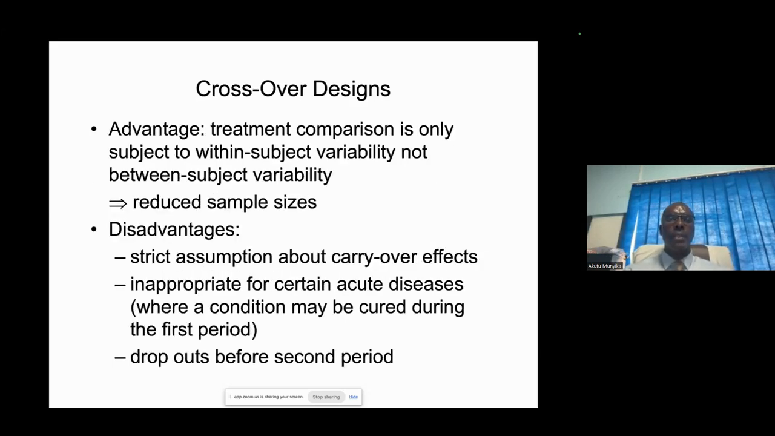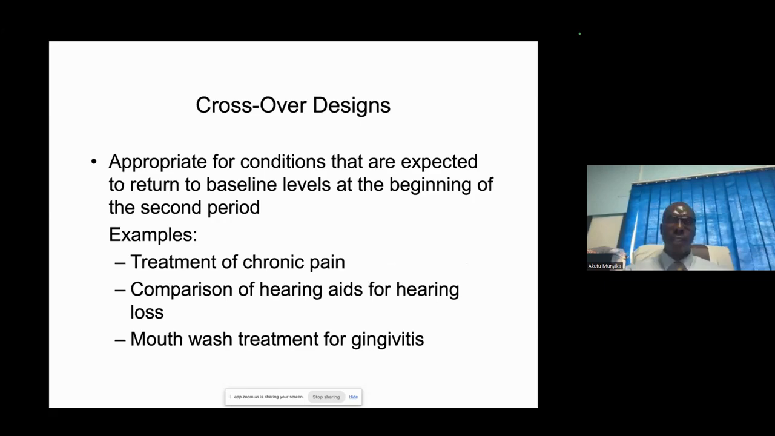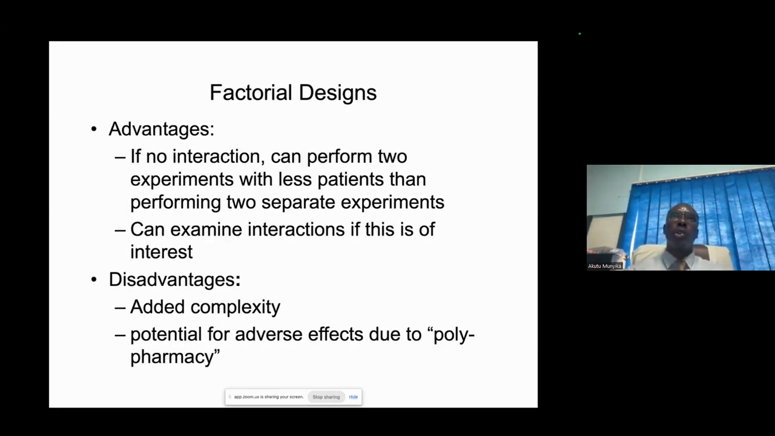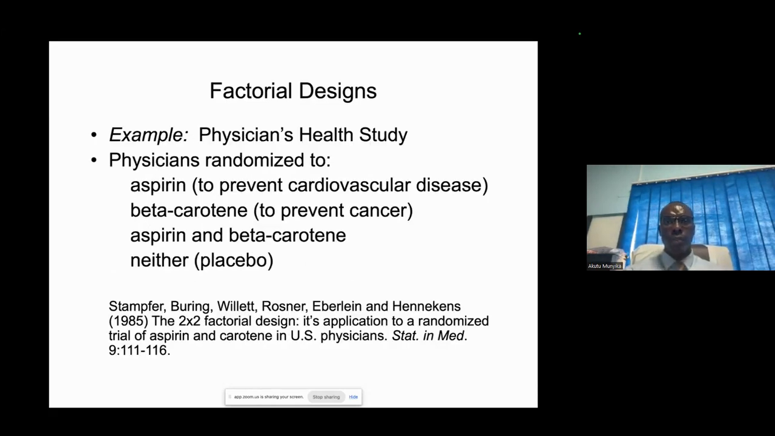I'm quite hesitant to go through the details of the crossover designs and the different designs, their advantages and disadvantages, because these do not necessarily inform what the topic is, which is really to look at the issue of randomized controlled trials in surgical trials. So I would end the presentation there and leave some time for any interactions.